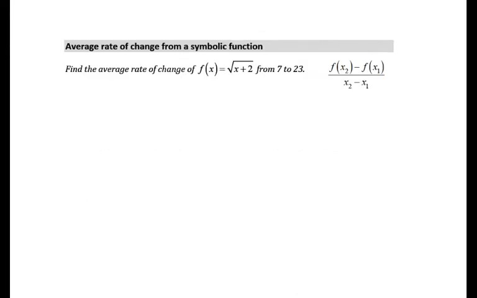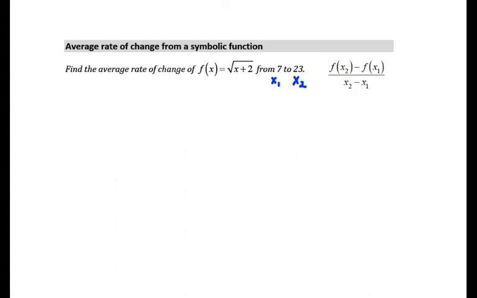When we're working with a function that's defined symbolically, it's usually best to use the formula to answer questions about average rate of change. This could have been phrased from x1 equals 7 to x2 equals 23. It could have been simply phrased as from x equals 7 to x equals 23. If nothing is specified, it's implied that we mean between these two x values. It's implied that these are x values that were given. So it's not a really hard formula to use, but we need to be a bit organized.